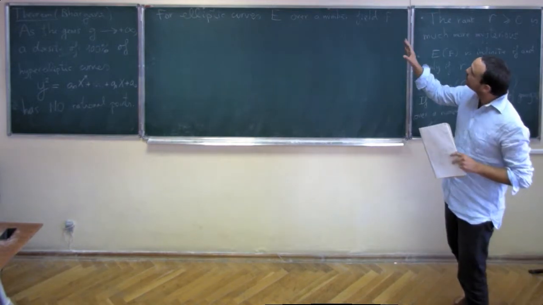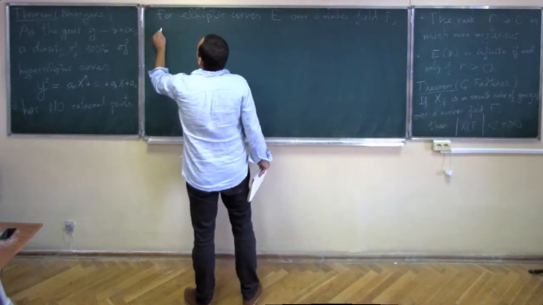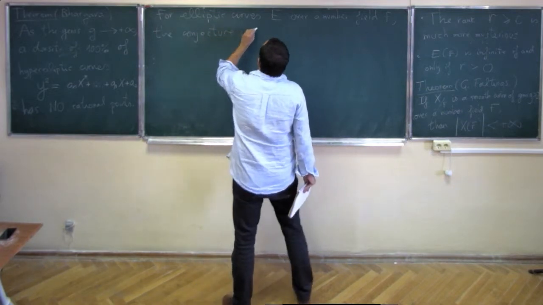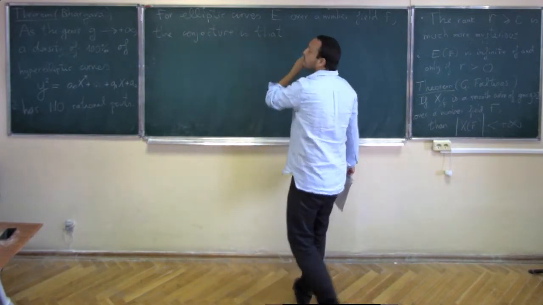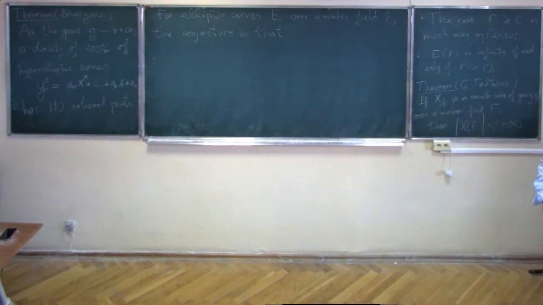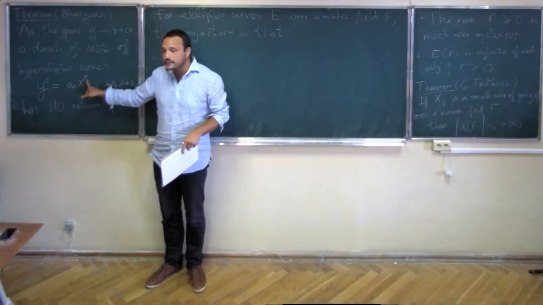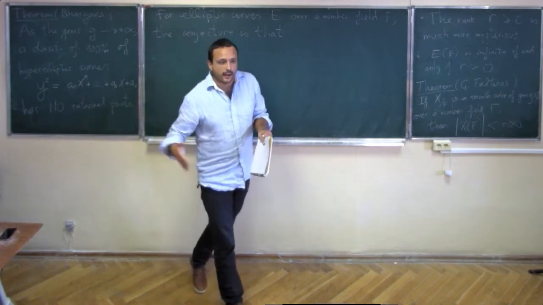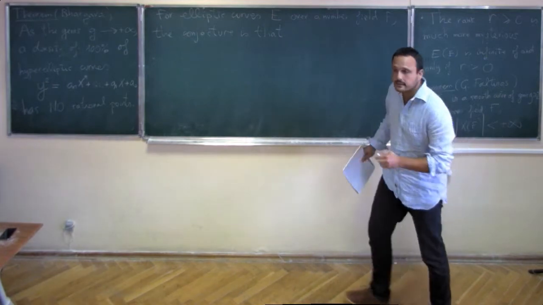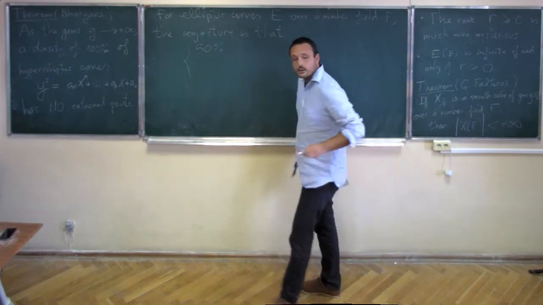Okay, so let's see what happens, or what do we expect to happen for the elliptic curves. If I have an elliptic curve over a number field F, the conjecture is that, with the same meaning, 50% of them. So now an elliptic curve is such an equation with n equal to 3. I order them by height, by the size of the coefficients. And the conjecture is that 50% of them, half of them, should have rank 0.